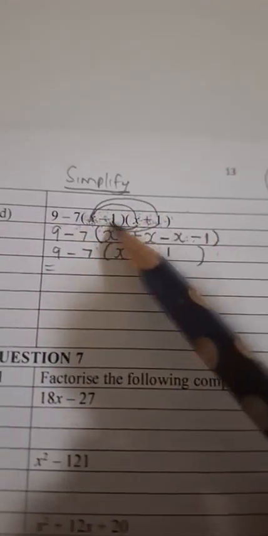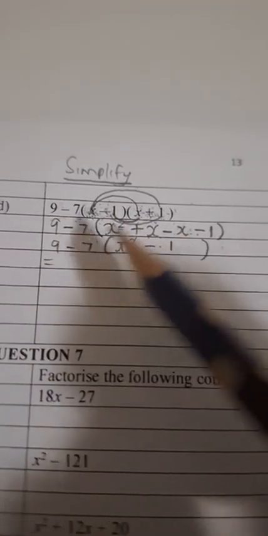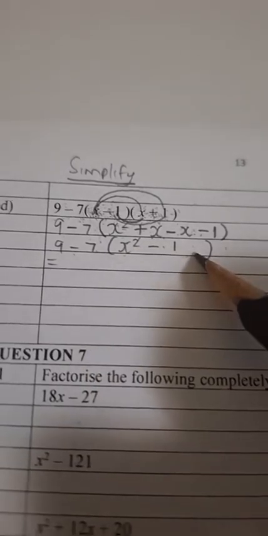Now we move on. Remember, we said brackets mean multiply. So we did multiply these two brackets as our first priority. Now we are left with 9 minus 7 with a bracket of x squared minus 1.